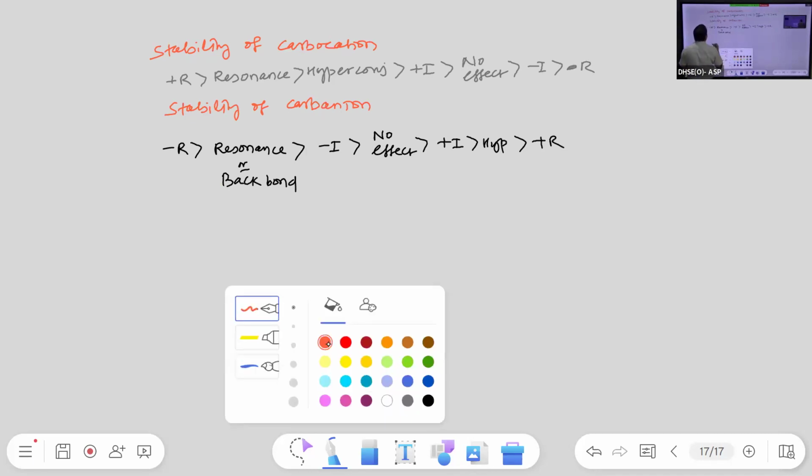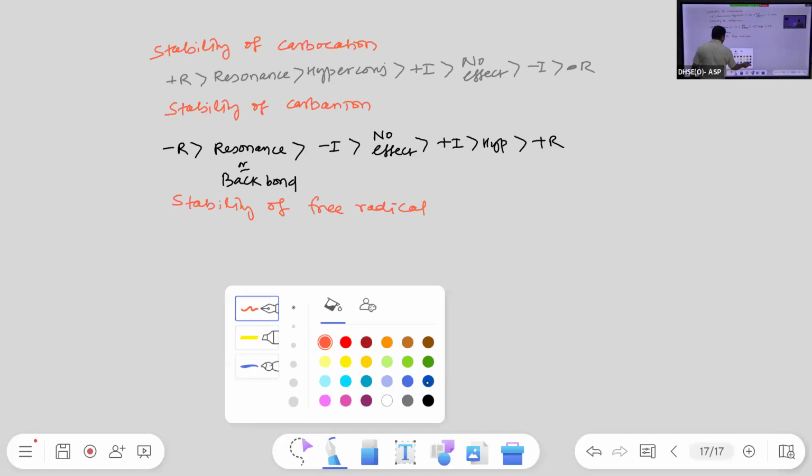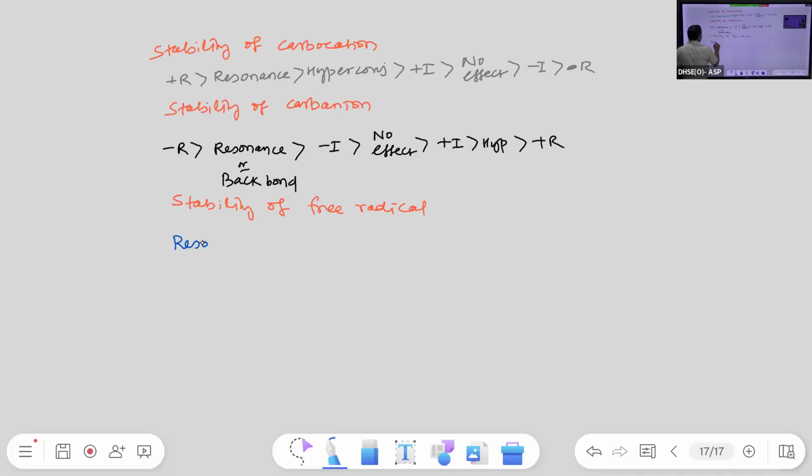Okay. Next, stability of free radical. So it is no plus or minus R, only resonance, then hyperconjugation, then plus I, no effect, minus I, then minus R.